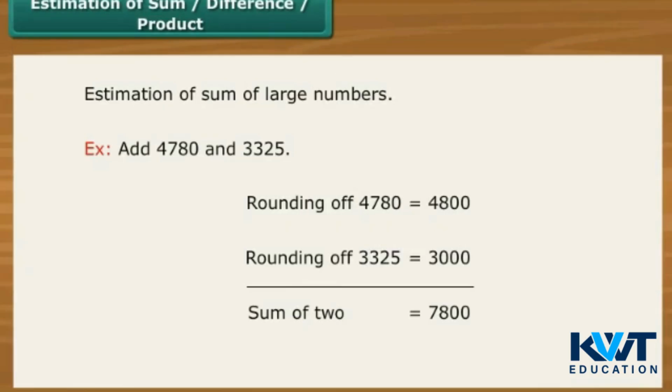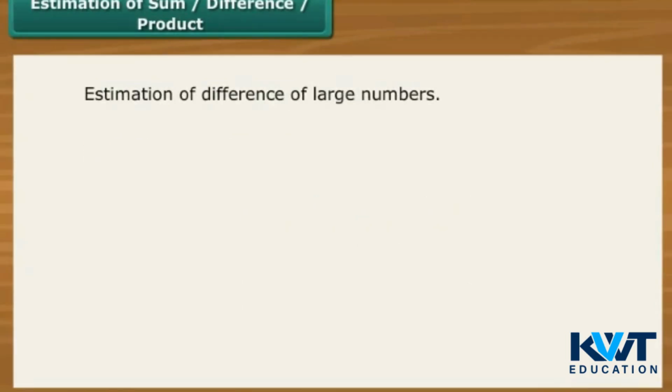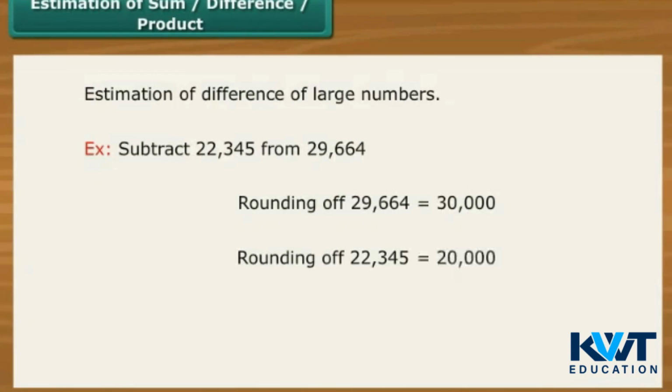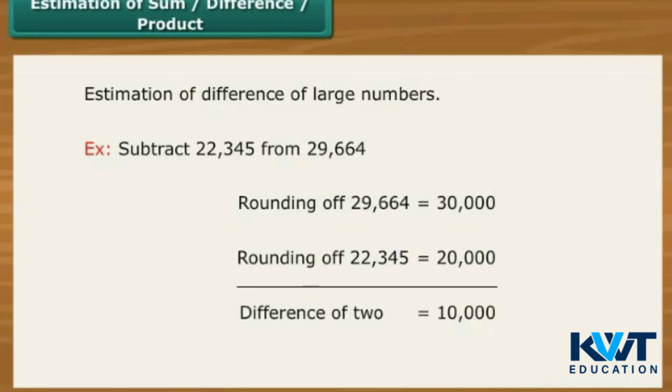Estimation to nearest number can help in the estimation of the difference of two large numbers. For example, subtract 22,345 from 29,664. Rounding off 29,664 would make it 30,000. Rounding off 22,345 would make it 20,000. Difference of 2 is equal to 10,000.